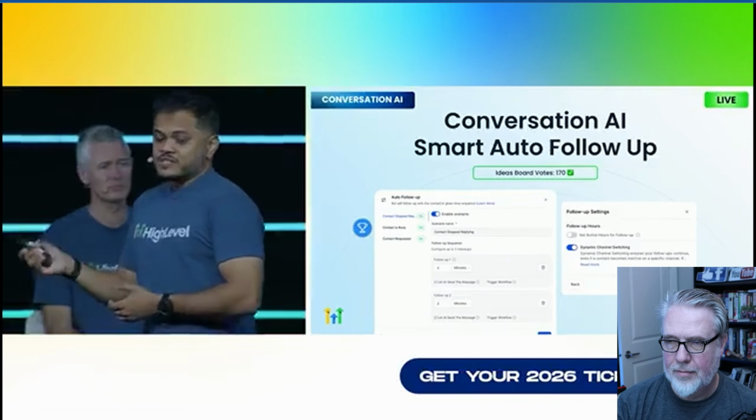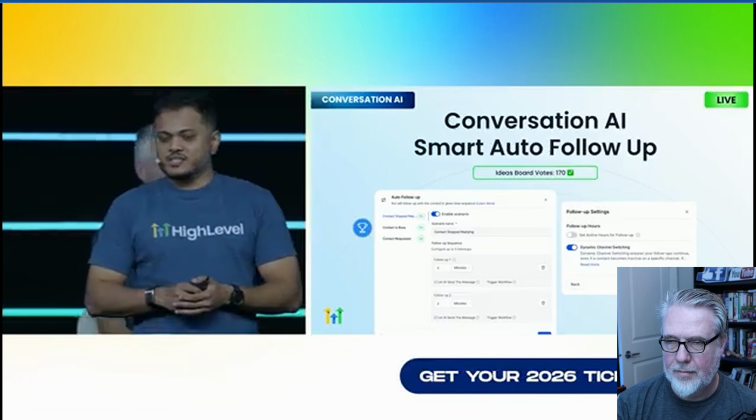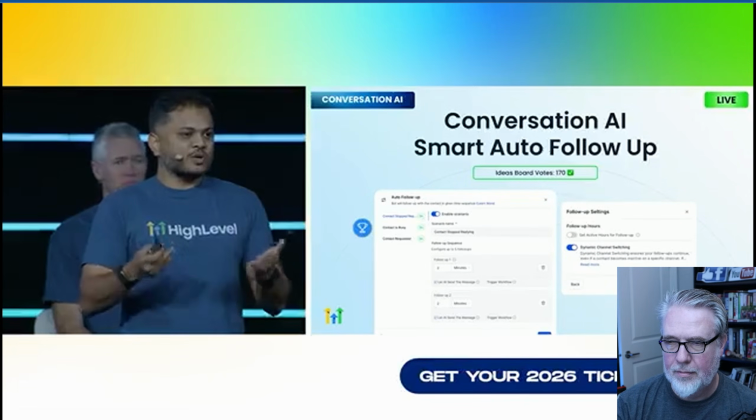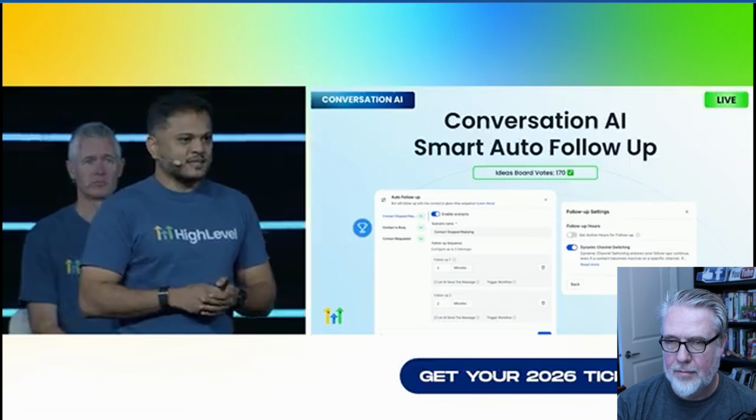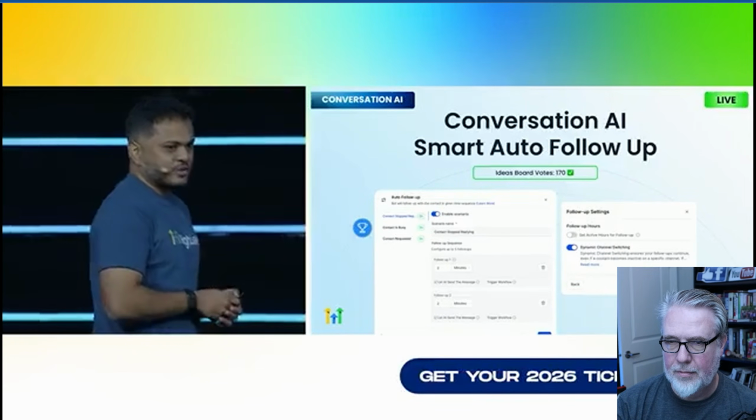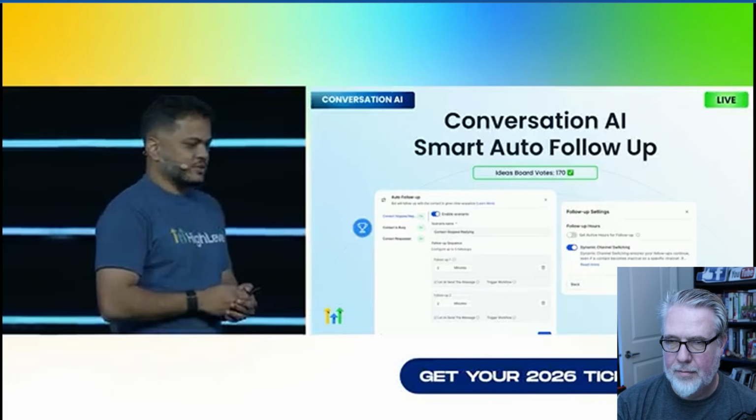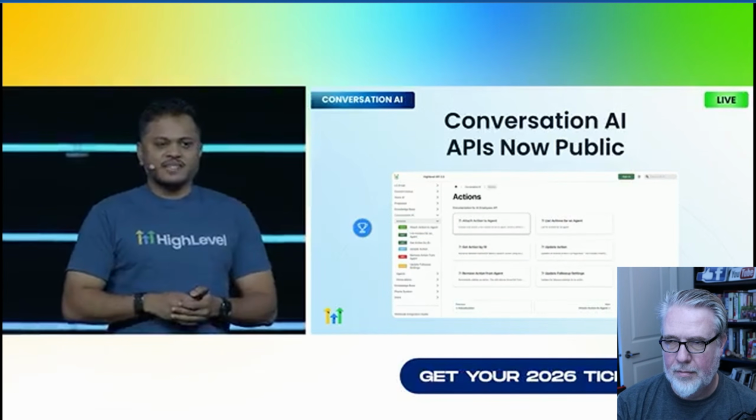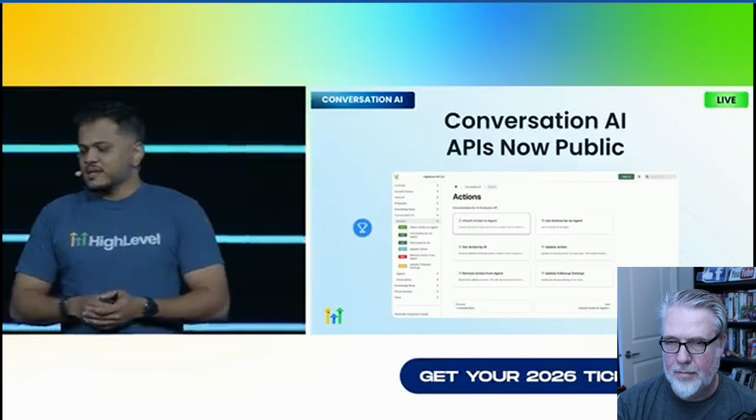We also have smart follow-up with conversations. And this is, hey, if someone just goes idle in a conversation, the AI has responded, but the customer is not sending anything back. The AI can then follow up, and you can configure how many times it follows up and with what frequency and all of those. And similar to voice, the Conversation AI APIs are also now public.